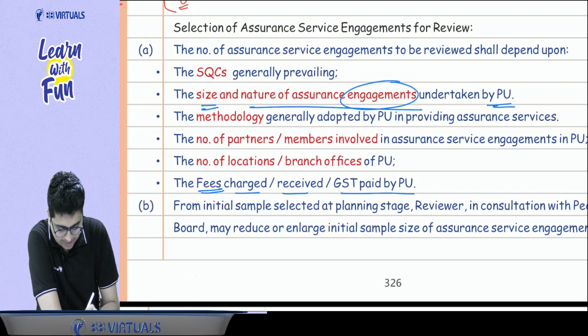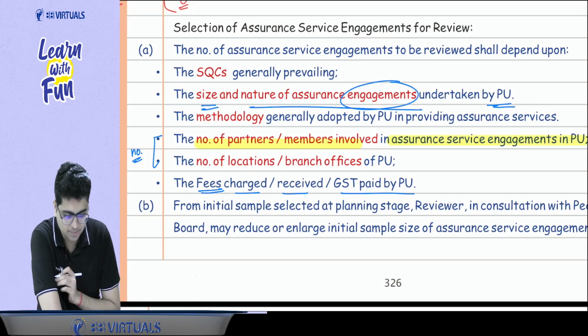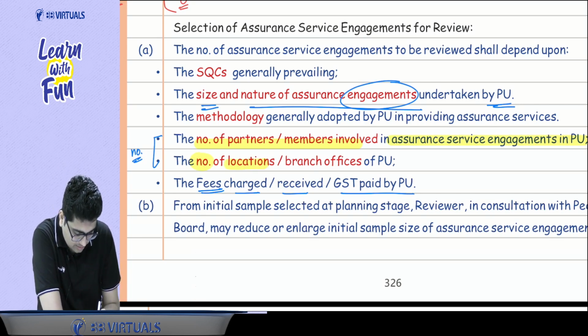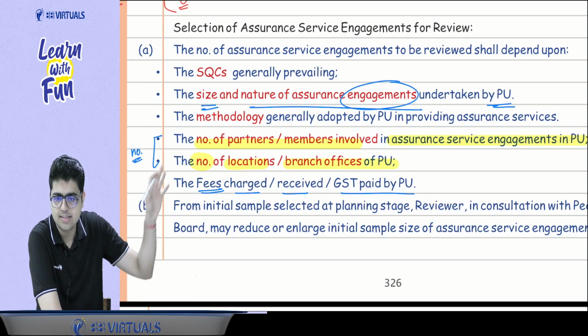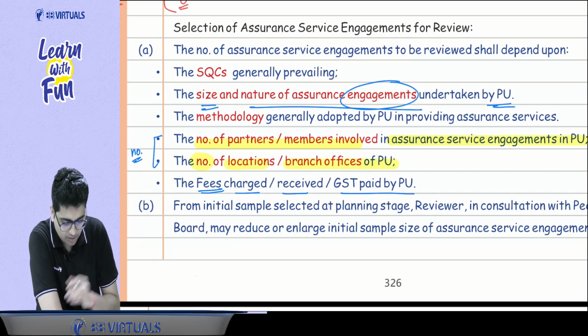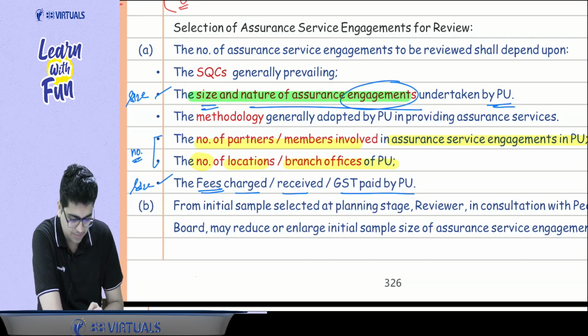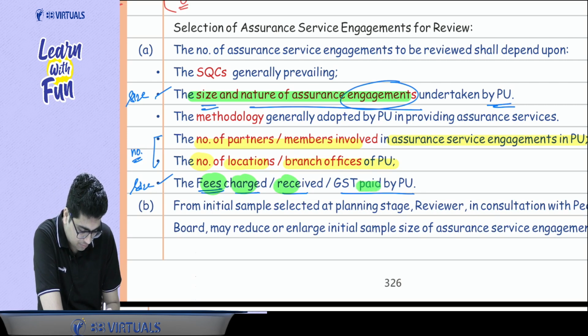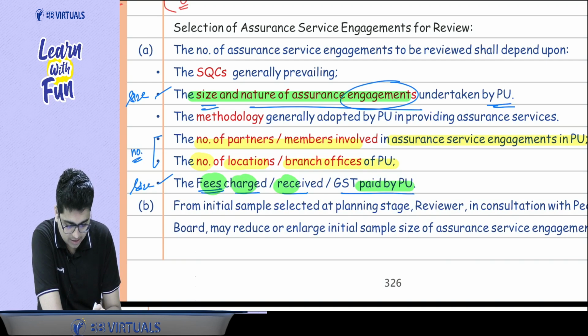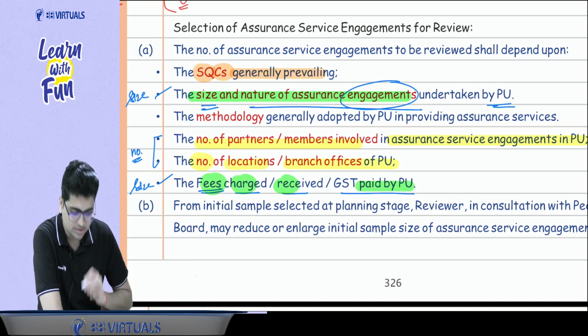So the first points are regarding the number. Let's club them. Number of partners or members involved in the assurance engagement in the practicing unit. Then the number of locations or branch offices of the practicing unit. Are these 2 points of numbers clear? Yes, sir. Then let's discuss the size. For size, you will remember these 2 points. Size and nature of the assurance engagement, fees charged or received or GST paid by the practicing unit. And the last point is regarding the controls, that is the standards on quality control generally prevailing.